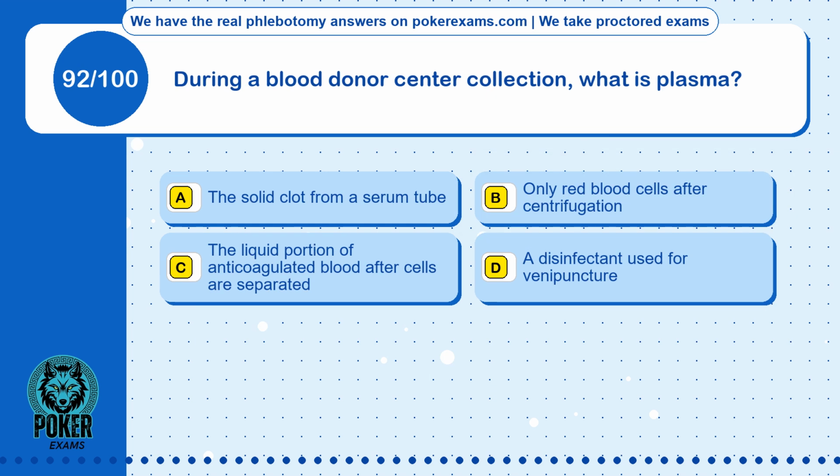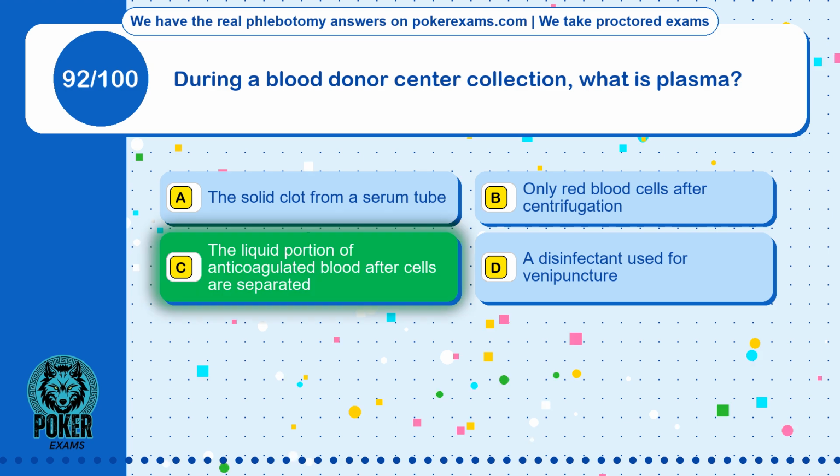Question 92. During a blood donor center collection, what is plasma? Option A. The solid clot from a serum tube. Option B. Only red blood cells after centrifugation. Option C. The liquid portion of anticoagulated blood after cells are separated. Option D. A disinfectant used for venipuncture.